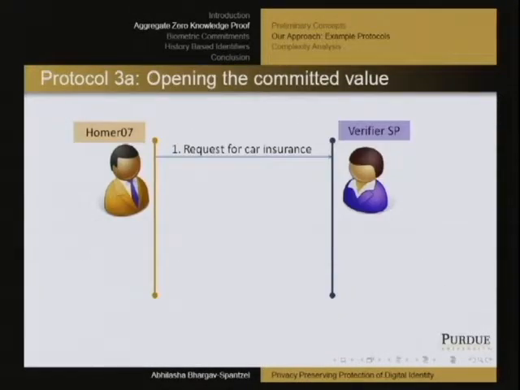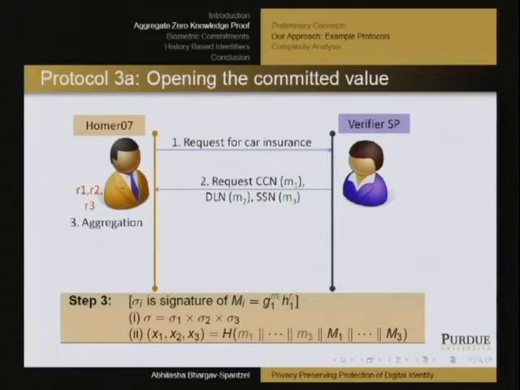So let's look into some simple examples of how these zero-knowledge proof protocols are used. So I'll go through some instances. So here consider the case that Homer goes on to ask a service provider for a car insurance. Now, to get the car insurance, the service provider requests Homer for the clear values of the credit card number, the driver's license number, and the social security number. So Homer does not only want to provide these values in clear, he could potentially steal these values and provide it, right? So instead of just providing them in clear, he also wants to prove that he has the secrets R1, R2, and R3 associated with these strong identifiers.